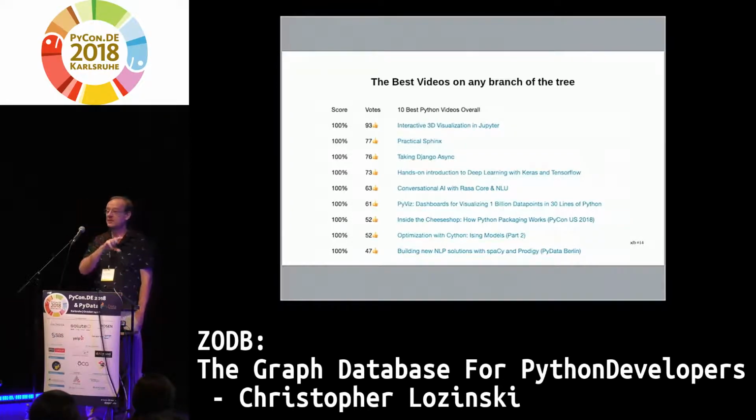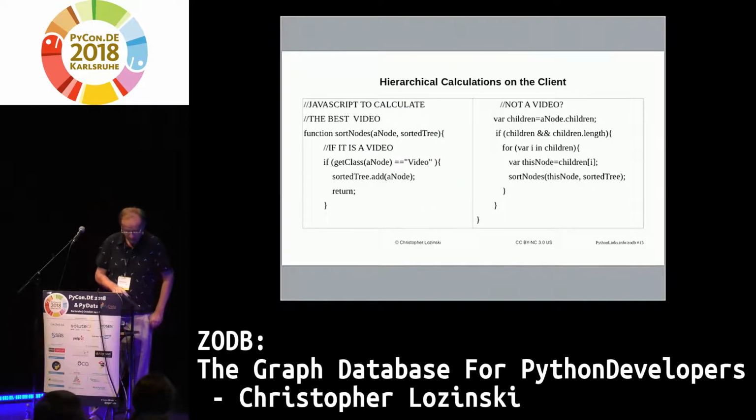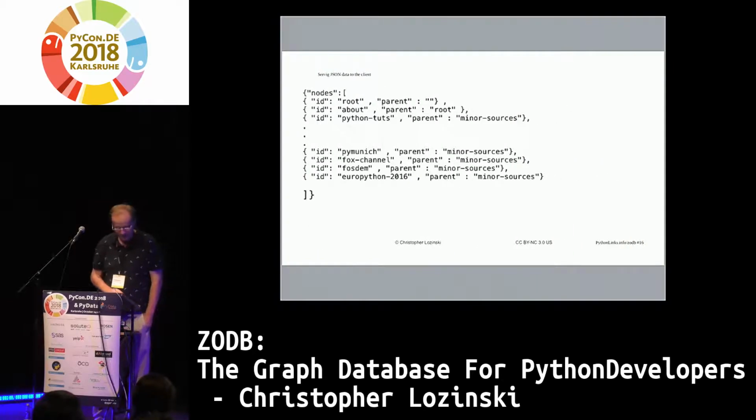One of the things I have to do is calculate the best videos in any branch of the tree. And so that's based on upvotes versus total votes. And so for any node, you have to look at all the child nodes, and then you have to sort them, okay? And I don't want to do that for all the nodes and serve them to the client, so I just serve the data and do this on the client. I don't want to go into the JavaScript. That's how I do it. That's pretty easy. This is a Python conference. But the interesting thing is how I serve it.